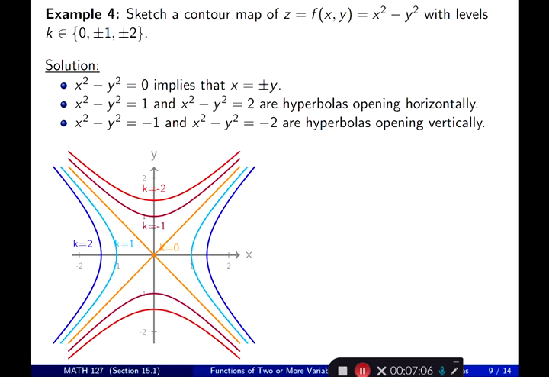and so the shape is going to be like this. For k equal to -1, you get these two branches. K equal to -2, you get these two branches. K equal to 1 gives you these. K equal to 2 gives you these, and k equal to 0 gives you that. And this is actually a contour map of the saddle point or hyperbolic paraboloid.